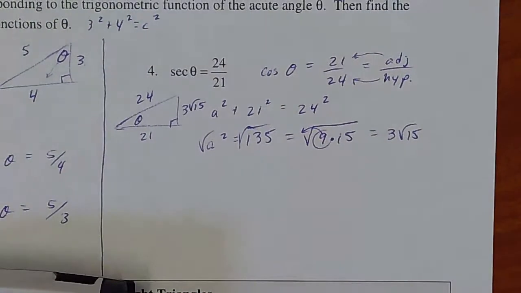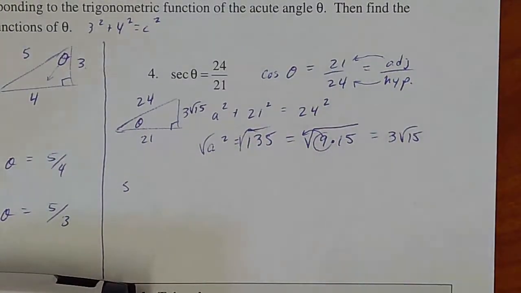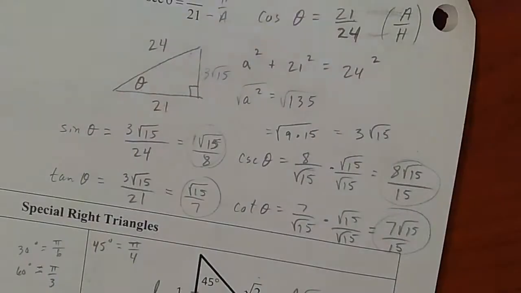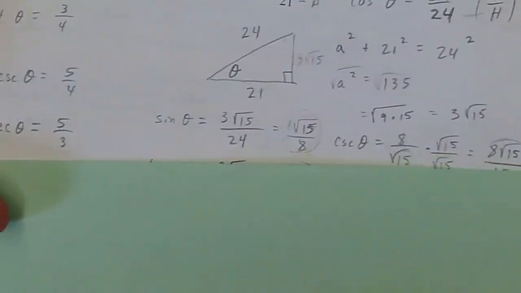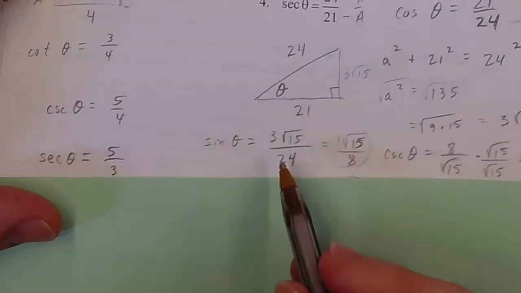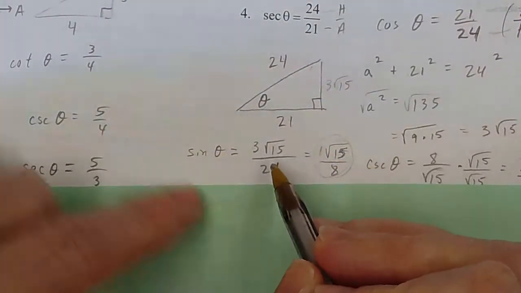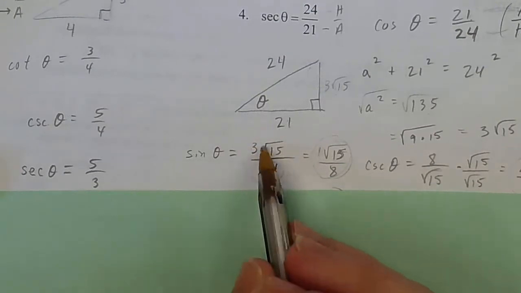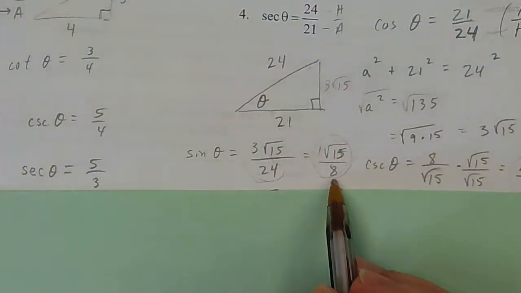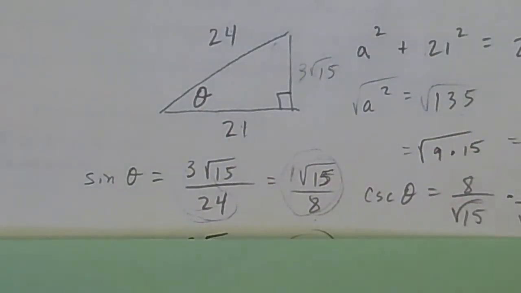All right, so now we can find all the other trig functions. Sine theta, I actually have all the answers over here. Let's just check it out. So sine theta is opposite over hypotenuse, but then reduce the fraction, right? 3/24 can be reduced to 1/8. So here's the 1/8 on that. So square root of 15 over 8 is the answer.